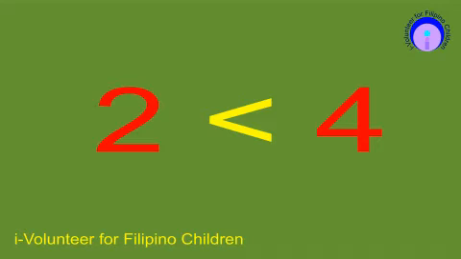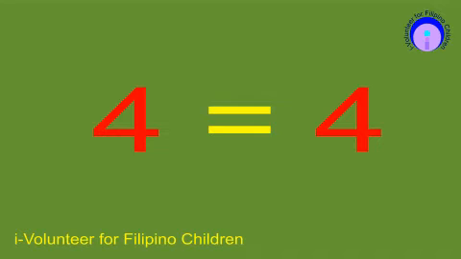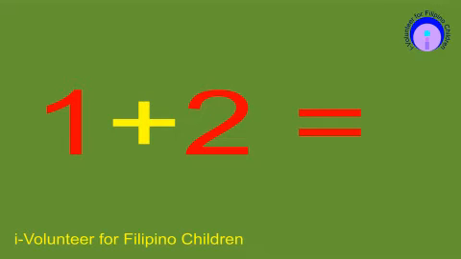2 is greater than 4. The correct one is 2 is less than 4. 4 is equals to 4. It should be 4 is equal to 4 or 4 equals 4.